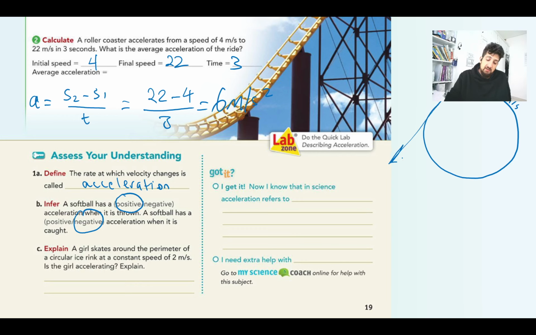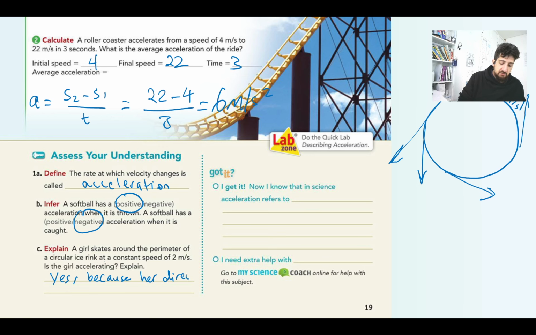So here she's facing that way, and then here she's facing that way, and over here she's facing that way, and over here she's facing that way. So her direction's changing, and remember what we said, acceleration is changing speed or direction. So yes, because her direction is changing. Her direction is not constant, is changing. Okay.